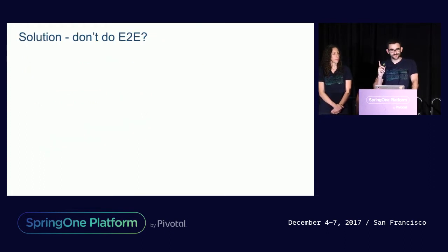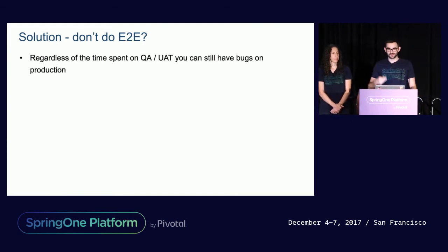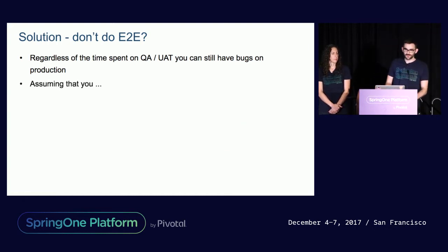So if end-to-end tests are problematic, maybe don't do them, right? Because regardless of the time you spend on QAs, UATs, and stuff like that, you can still have bugs in production, right? Because the only place that tests your production is production. So assuming that you have a long discussion with the business, and you say, if we don't want to do end-to-end tests, we have to embrace failure because most likely sometimes things will not work. Do we accept it?